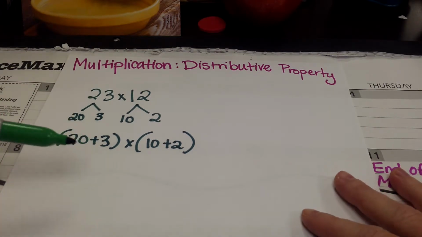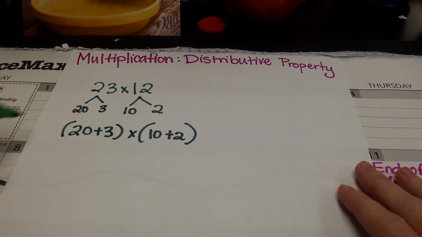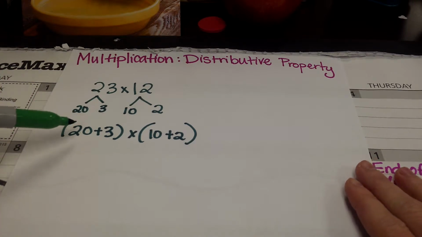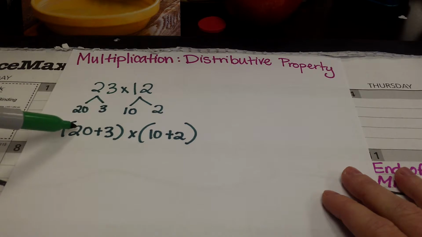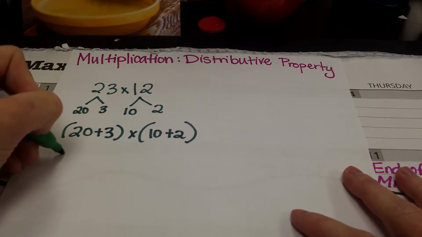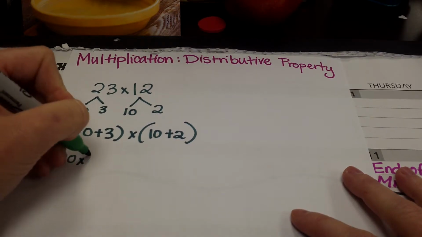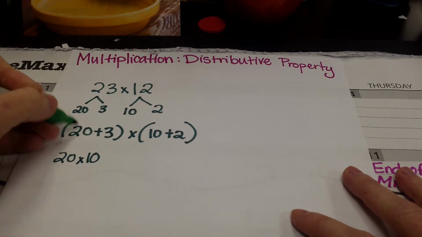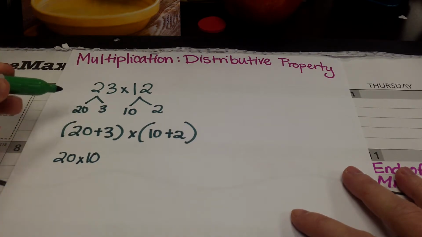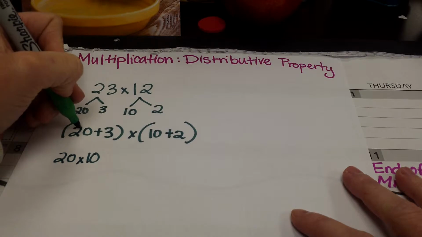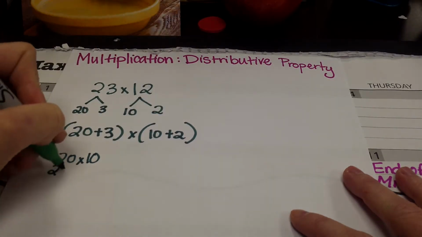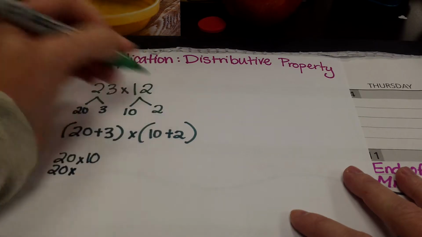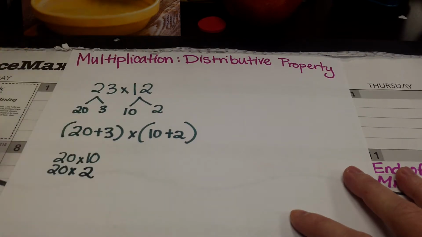Now I need to write out 4 different multiplication problems to figure this out. I'm going to first write my first numbers that are in both parentheses. So it's in the tens place. 20 times 10 is my first problem. The next one I'm going to do is 20 times this ones place. 20 times, in the ones place on this number, it's a 2.